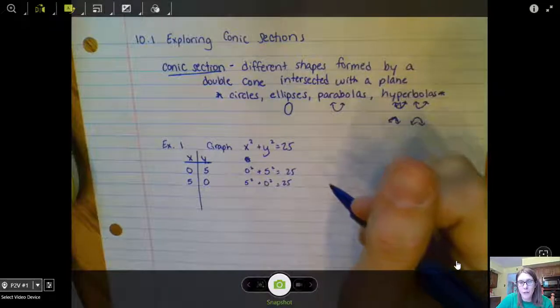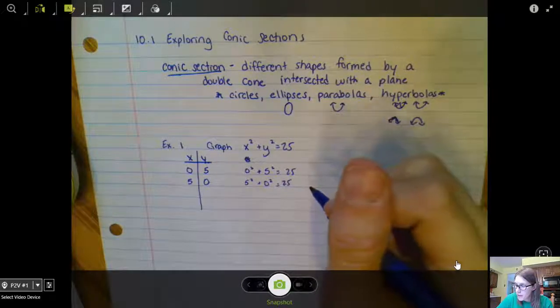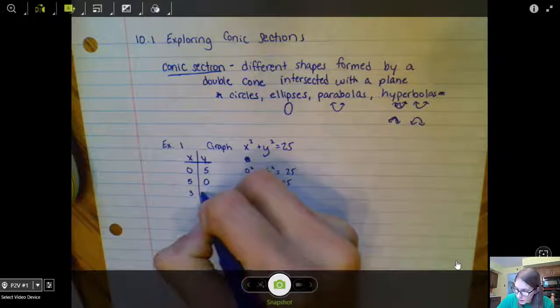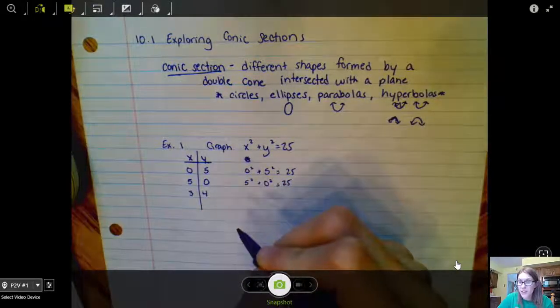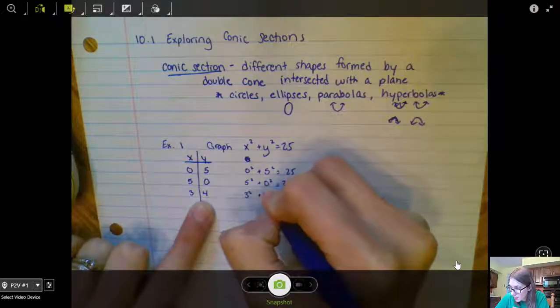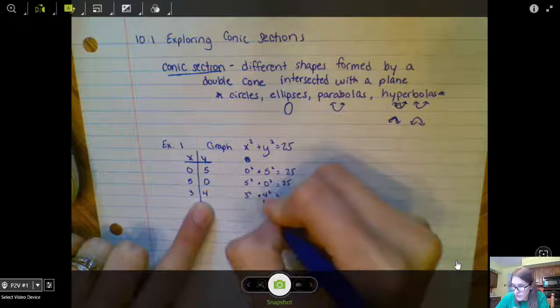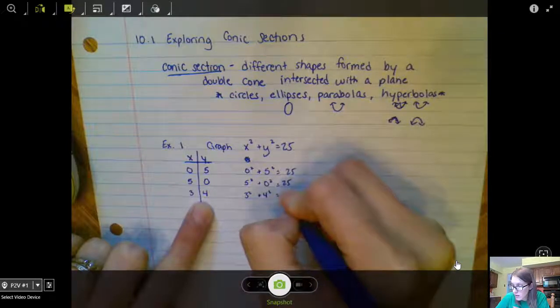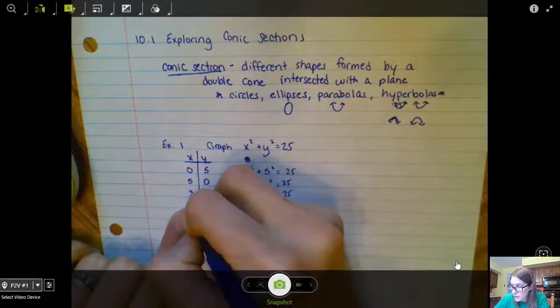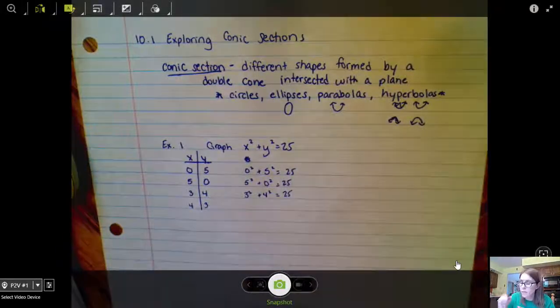And what else could we do? Well, after a little bit of thinking, maybe you'll figure out that 3, 4 works also, because 3 squared is 9, plus 4 squared is 16. 9 plus 16 is 25. That works. And we could flip these around. 4 and 3.